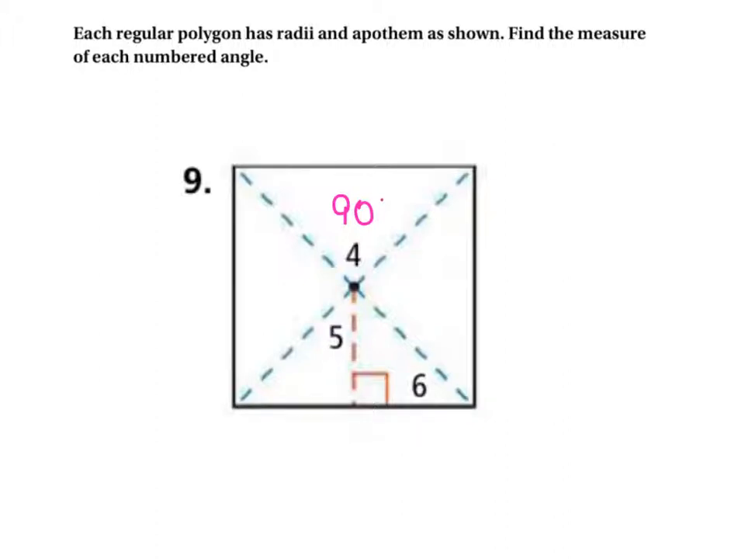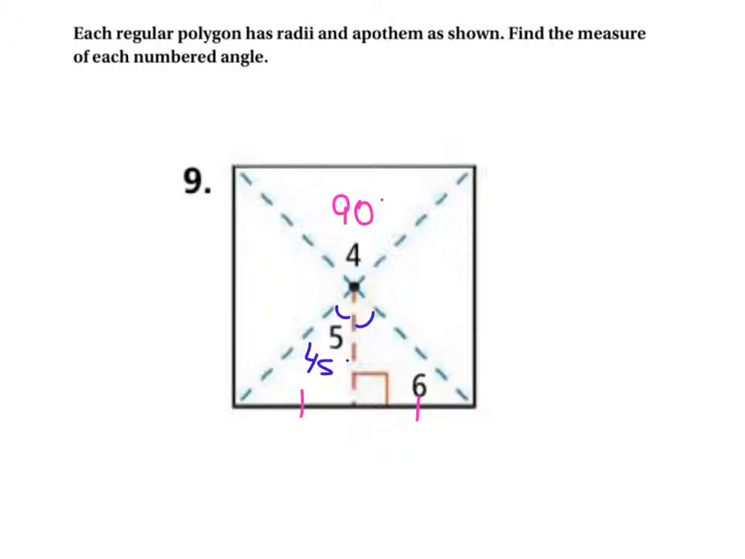Okay? And you can see that angle 5 is just half of angle 4, because when you draw the apothem in a regular polygon, you're going to split the opposite side. So you get this equals this, right? Those two lengths are congruent. And you get the same here. You get this angle and this angle are congruent. So that makes angle 5 45 degrees.